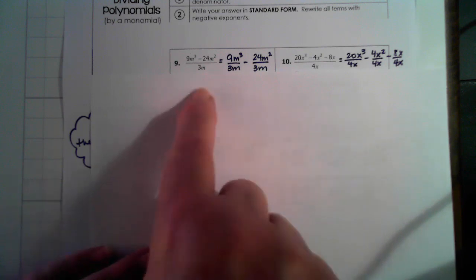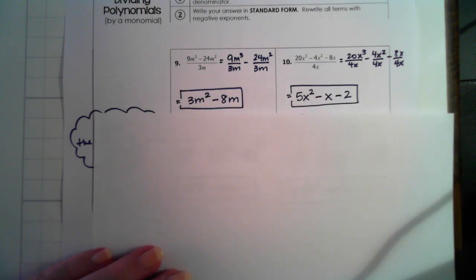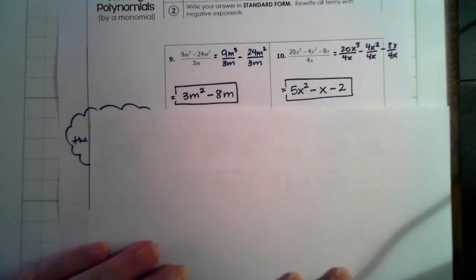So in, well, it's revealing both at the same time, but I'm dividing 9m cubed by 3m, and I'm also dividing 24m squared by 3m, and then they're subtracting the two of those. So writing it out is much more helpful than if you start crossing this out, you might make a mistake. Remember that every term is being divided by that monomial, and then we simplify. And then I did the same thing over here, where I was dividing by 4x.